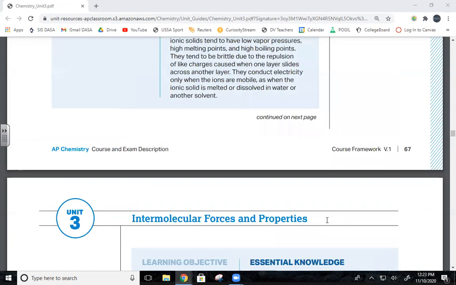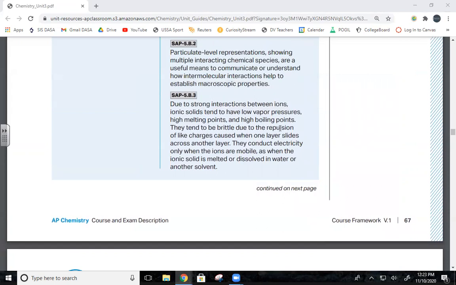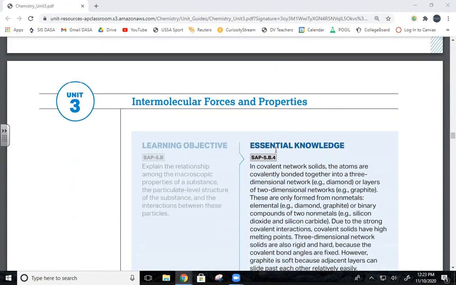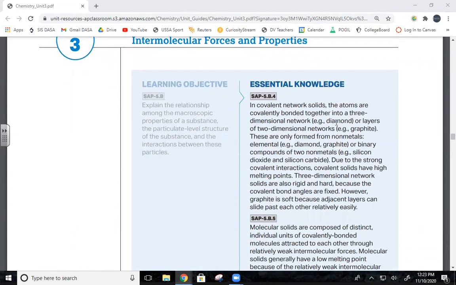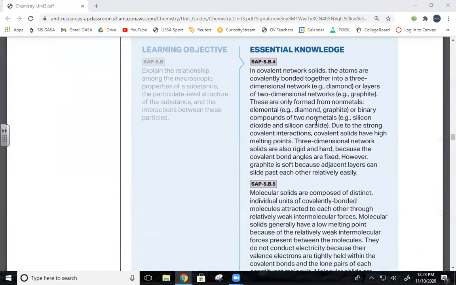Whereas when it talks about the ionic solids, think about salt, right? You can break salt because once you move a piece, then the ions repel each other. So you can break ionic solids because they're brittle, okay? Because of that interaction. All right, covalent network solids.